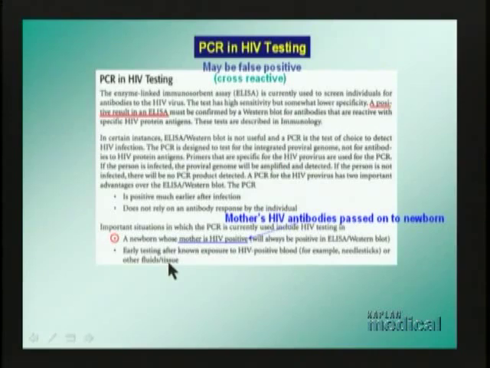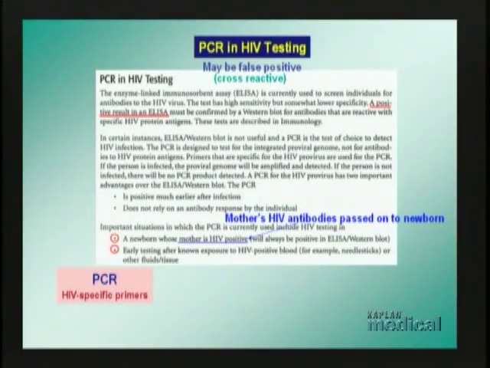Another reason why PCR reactions can be used for testing purposes is early testing after known exposure to HIV positive blood, after some sort of finger prick or something like that where someone's known to have been exposed to HIV, then you'd have to be tested. So what is done there in PCR reactions for HIV testing?